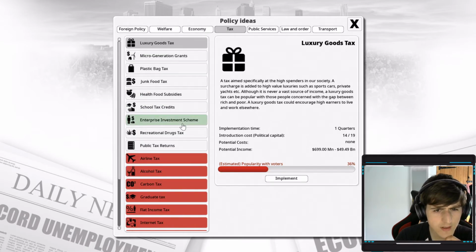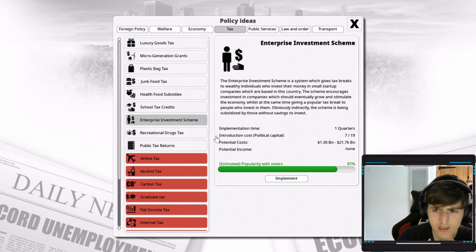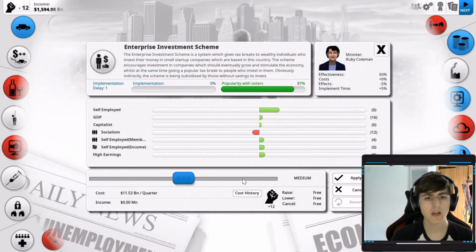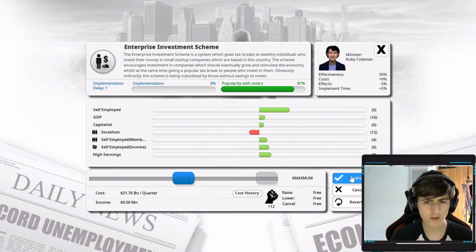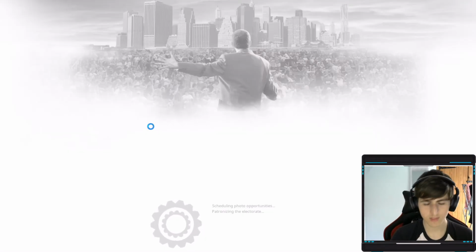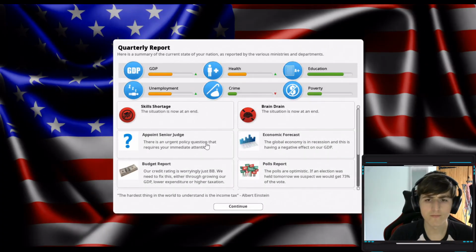Is it in tax, maybe? Yeah, okay. I think so, Enterprise Investment Scheme encourages investments in companies, helps boost the economy a little bit, only costs us 21 billion, and boosts our GDP quite a considerable amount. Socialists aren't too happy, because we're investing in making people richer, etc, etc. But I think we should be okay for that.